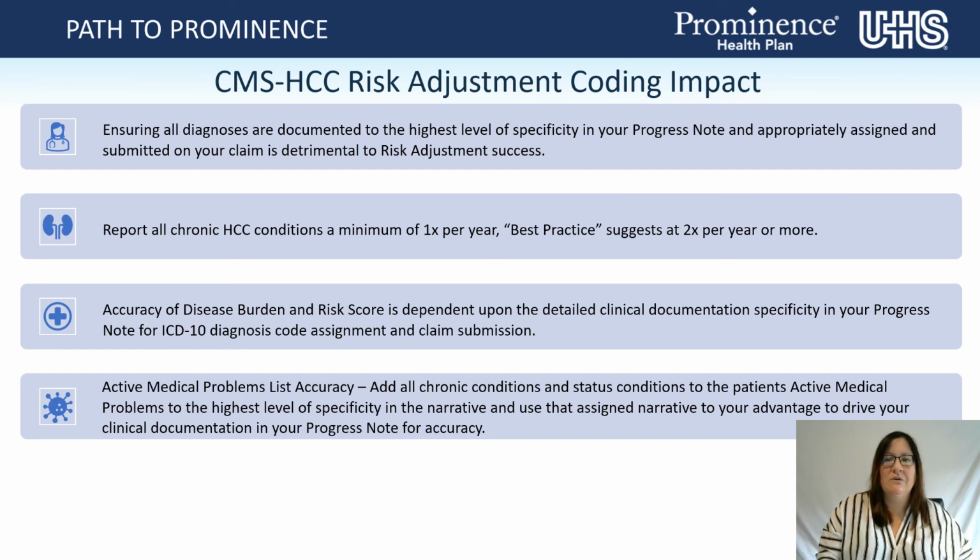Accuracy of disease burden and risk score is dependent upon the detailed clinical documentation specificity in your progress note for ICD-10 diagnosis code assignment and claim submission. Use the active medical problems list for accuracy. Add all chronic conditions and the status conditions to the patient's active medical problems list to the highest level of specificity in the narrative, and use the assigned narrative to your advantage to drive the details in your clinical documentation.